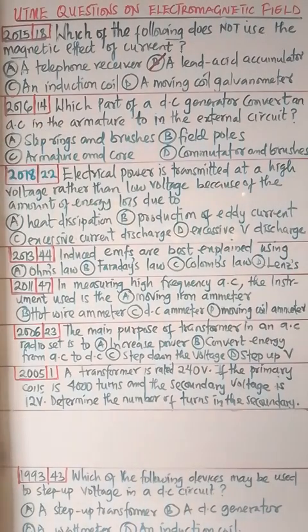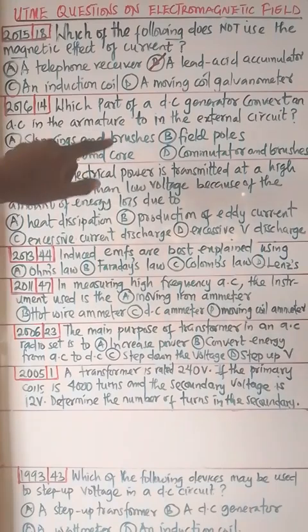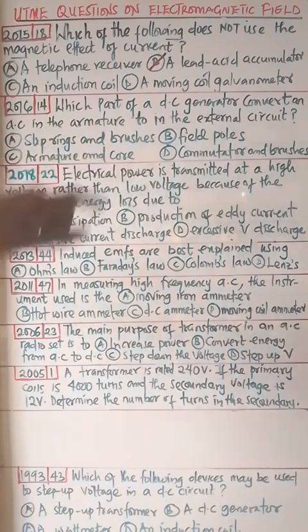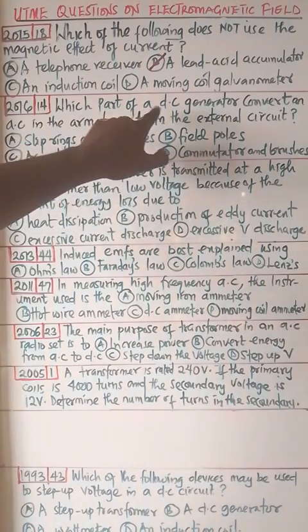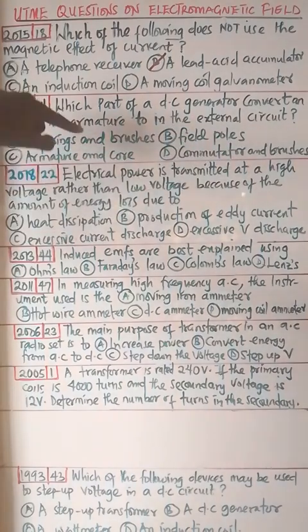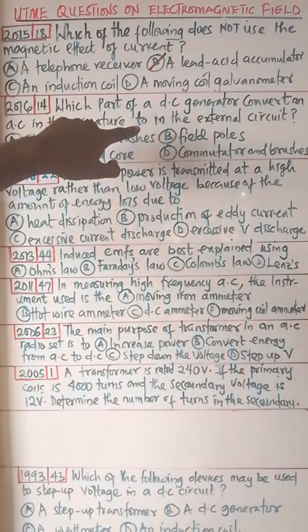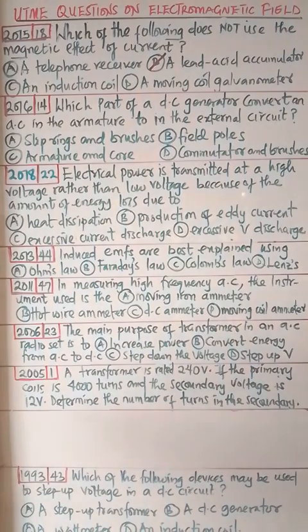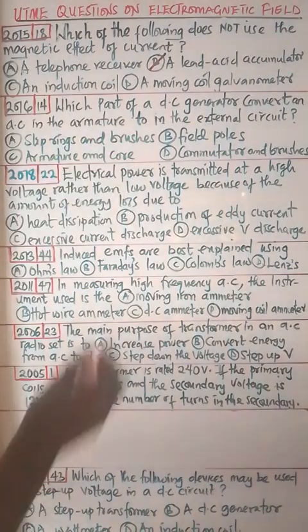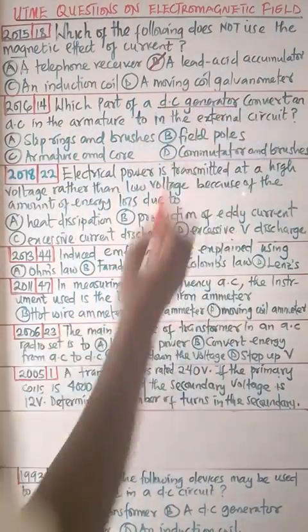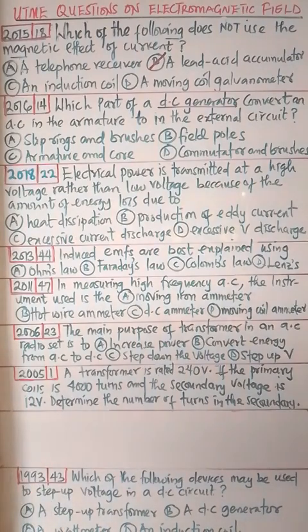Next, which part of a DC generator converts an AC in the armature to DC in the external circuit? So in short, we ask which part of a DC generator. A DC generator doesn't have a slip ring. Slip rings are for what? AC generator. So there is no part of a DC generator that has a slip ring. So the answer is what?